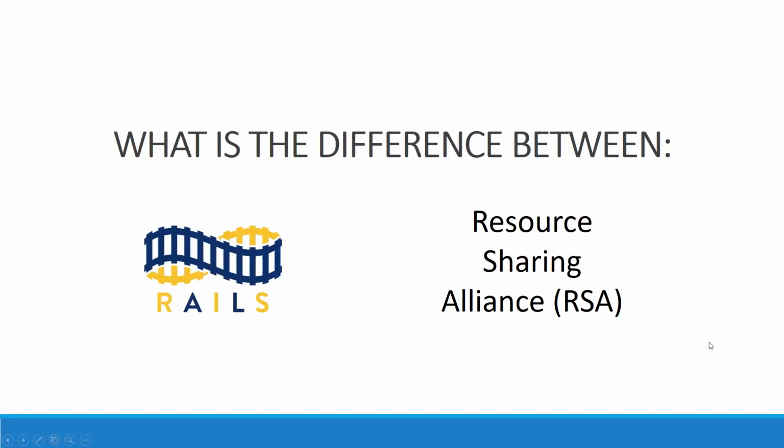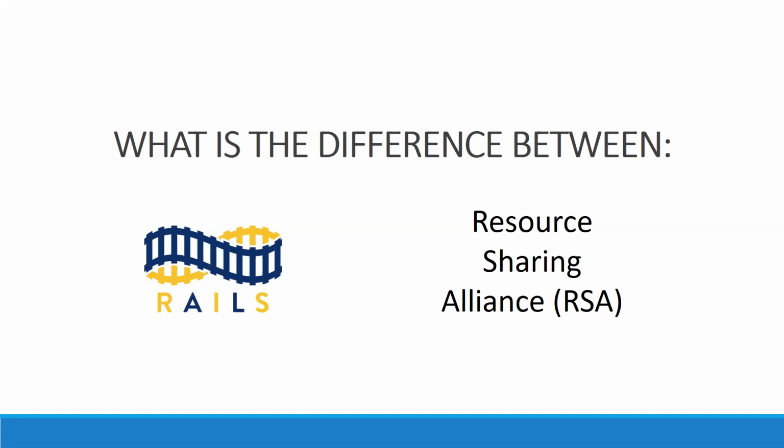So the biggest question I get from a lot of libraries who are in RSA is, what is the difference between Rails and the Resource Sharing Alliance? Well, the biggest thing that I tell them is all Resource Sharing Alliance members are Rails members, but not all Rails members are Resource Sharing Alliance members. So that means that there's a really big world of Rails members out there. There are about 1,300 libraries in Rails, and we serve everything from schools to public libraries to academic libraries to special libraries.